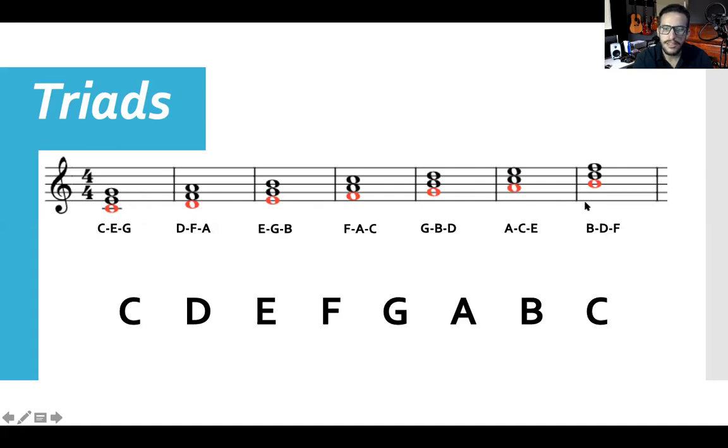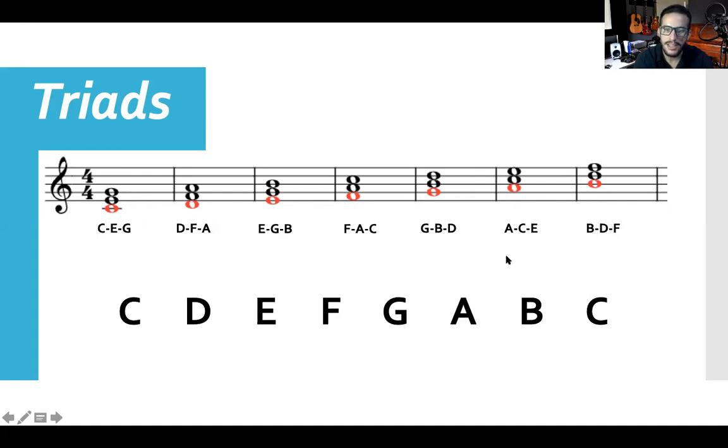Now, let's take, for example, the last one, B. If we skip a letter, well, we don't have any more letters, but we know that after C, we have D. So that will be the next note from B. Okay, B, we skip C, and we are in D. And from D, we are in F. That's how we get B, D, F.